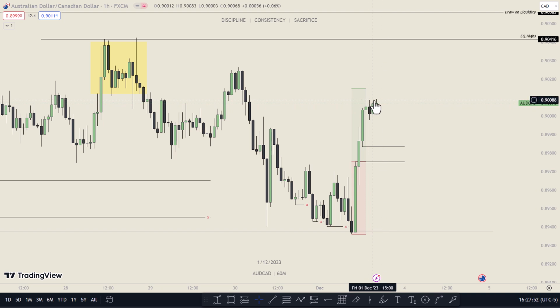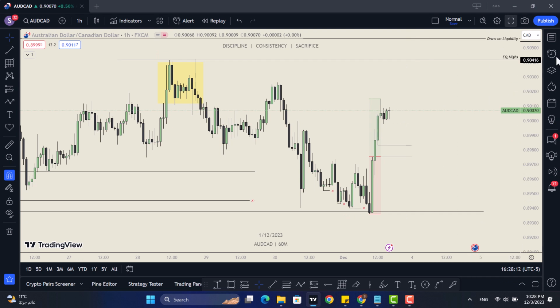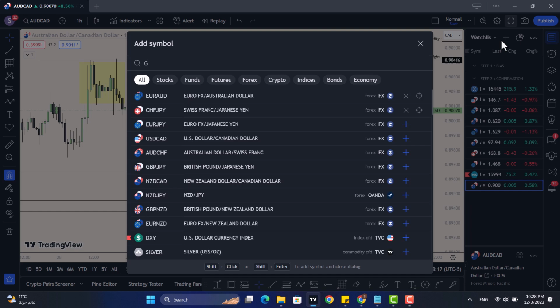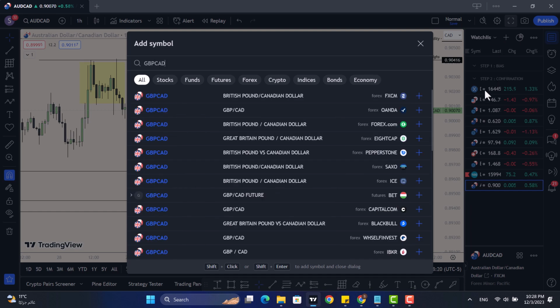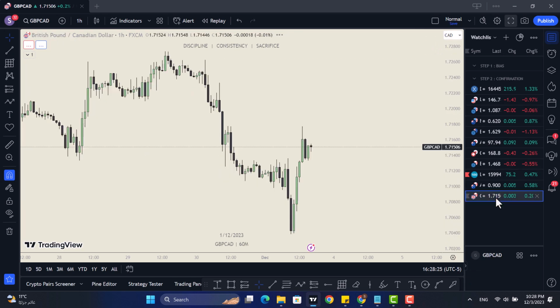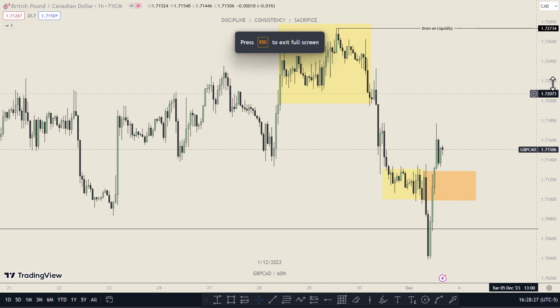Now, my plan is to wait for the price to reach this fair value gap right here. We have also this breaker block, right? And I will see if price offers any reversal patterns on the 5-minute time frame. I believe we have another pair I didn't add to my watch list here, which is the GBP CAD, I guess. These pairs are correlated, so they have pretty much the same chart.